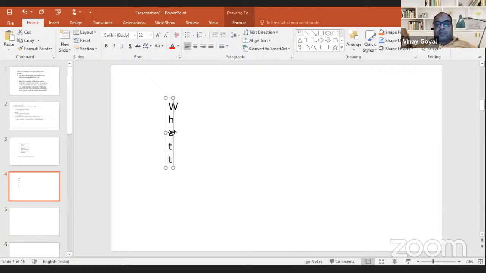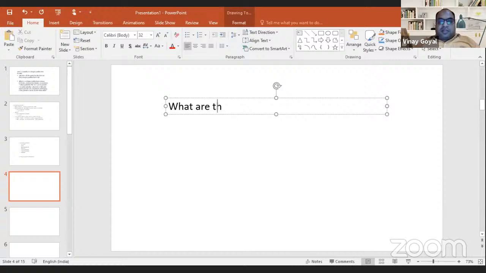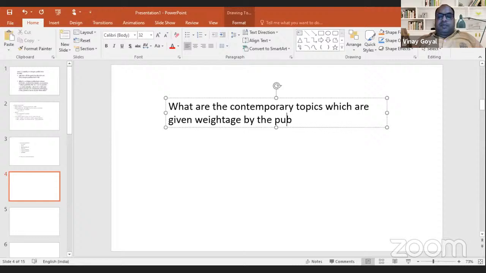I hope you are able to see my whiteboard. Yes, sir. So what are the contemporary topics which are given weightage by the publishers or the journals?